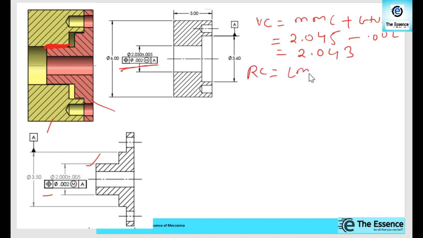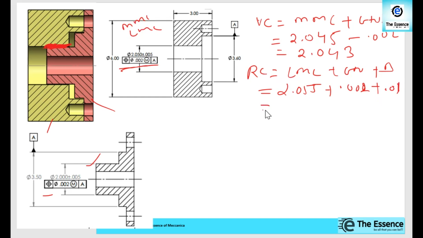Now what is the resultant condition? LMC size plus GTOL plus bonus. So we can calculate that. What is the LMC size? 2.055, plus GTOL 0.002, plus bonus tolerance. The difference between MMC and LMC is the bonus, right? So we can calculate that, and that will be 0.01. So that is the resultant condition. So what will be that? 2.067.